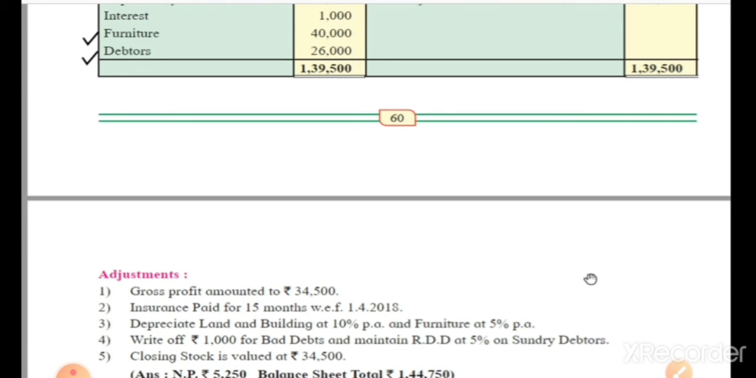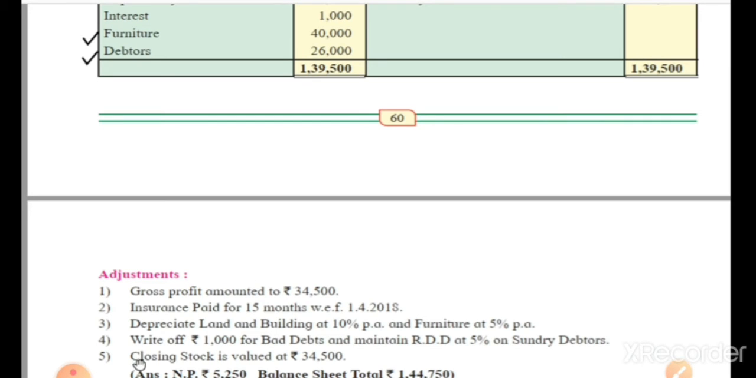First effect, balance sheet asset side: we first deduct the bad debts in adjustment from the debtors, then on the balancing amount we calculate the 5% RDD. Both the effects are shown on the profit and loss account debit side.